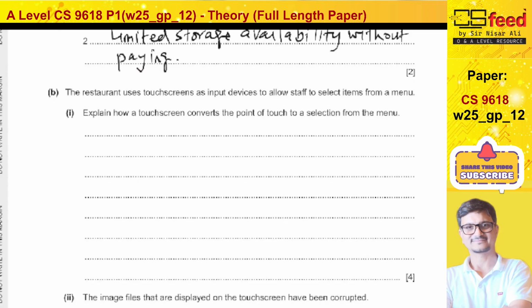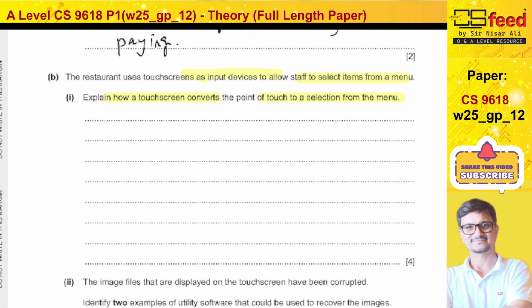A student uses a touchscreen as an input device to allow staff to select items from a menu. Explain how a touchscreen converts the point of touch for a selection from the menu.